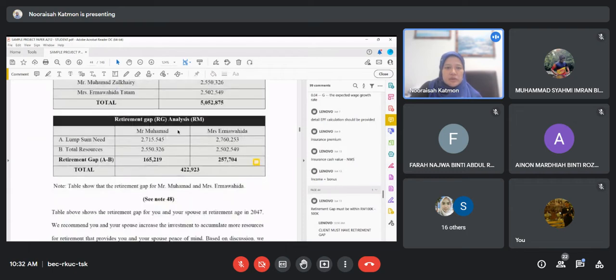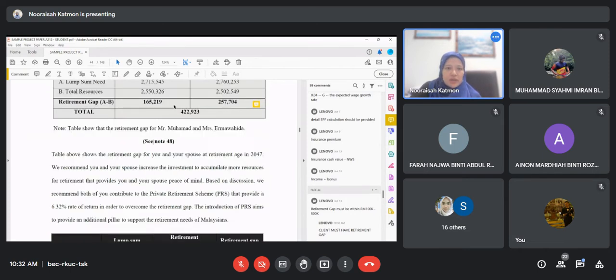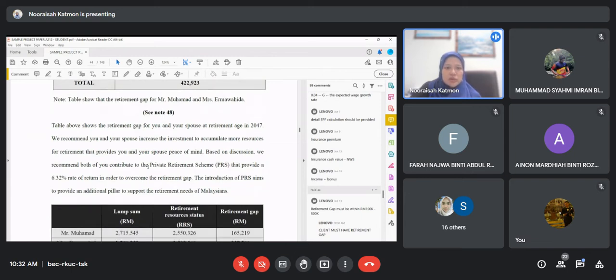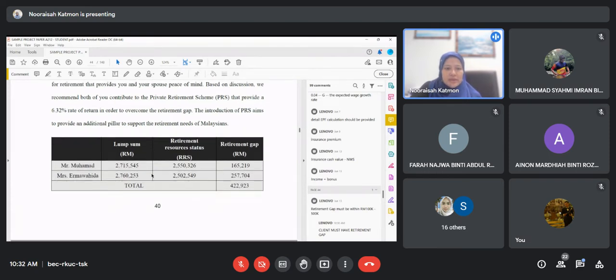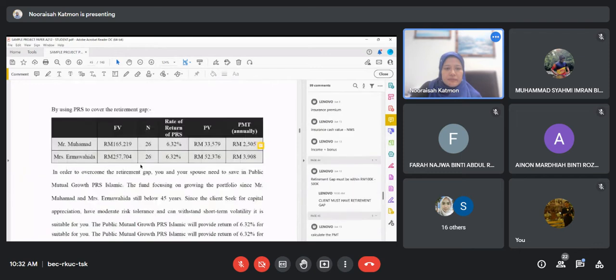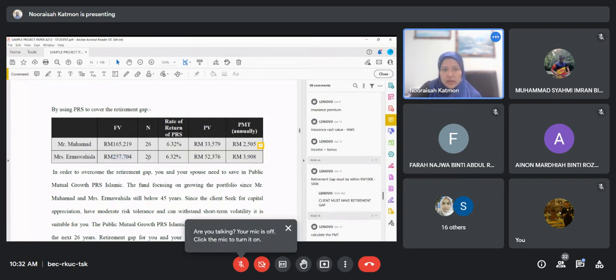And after that, once you have identified the gap, what you need to do is give a recommendation on how you should fill up this gap. And obviously, the solution is to recommend keeping money in the PRS, private retirement scheme. Okay, so let's say here, if you look at this calculation, the gap is 165,257 and you have another 26 years before you retire. So here is the time for you to make savings in the PRS.